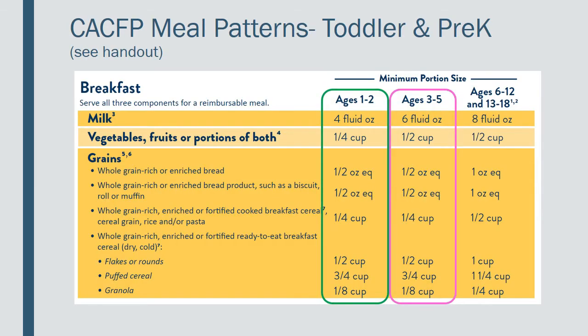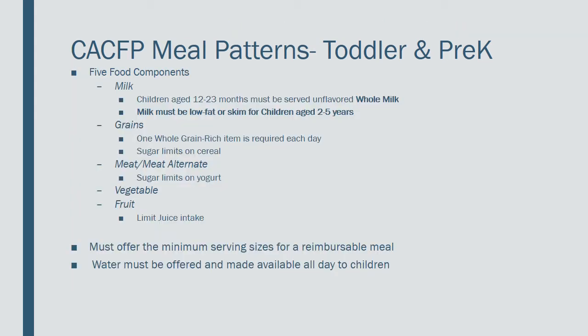Here's the child meal pattern. As noted earlier, it is broken down by age groups. Our early Head Start kids are the green, ages 1 to 2 category, and the Head Start kids are the pink, ages 3 to 5 category. There are 5 main components within the CACFP for mealtime. They are fluid milk, grains, meat alternates, veggies, and fruits.